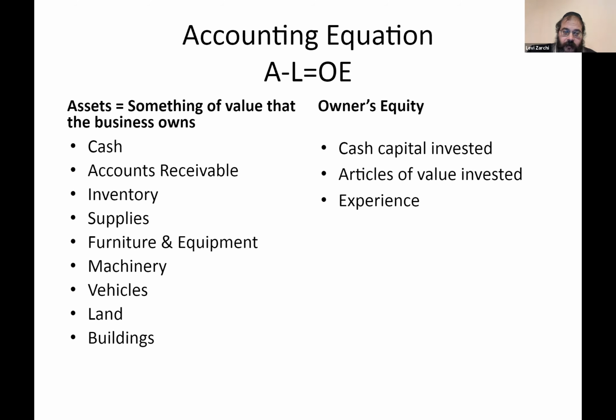Okay, so we have owner's equity. You can have cash capital invested. You can have articles of value invested. And there's also experience. Sometimes someone has experience and he gives experience to the company, and as a result of that, he gets a stake in the company. As they say, the person with money and the person with experience met, and the person with money got experience, and the person with experience got money.